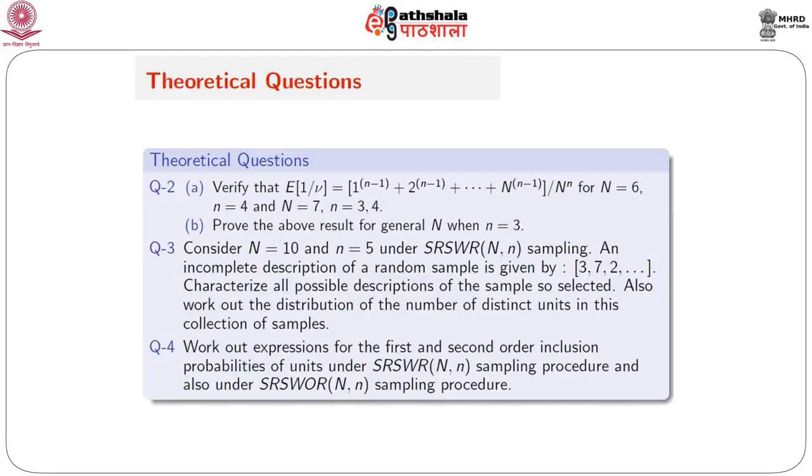Next one. Work out the expressions for the first and second order inclusion probabilities of units under simple random sampling with replacement, capital N, small n, sampling procedure, and also under simple random sampling without replacement, capital N, small n, sampling procedure.